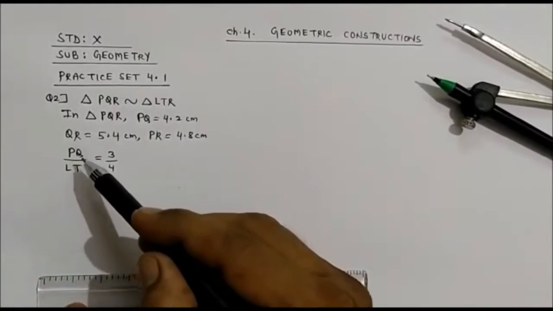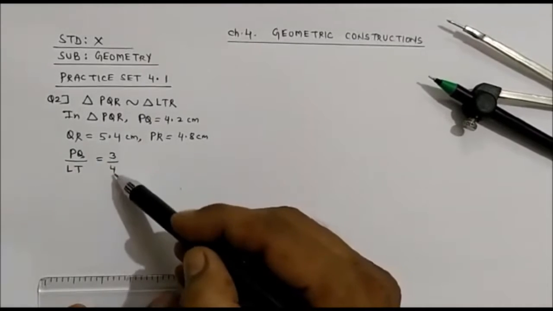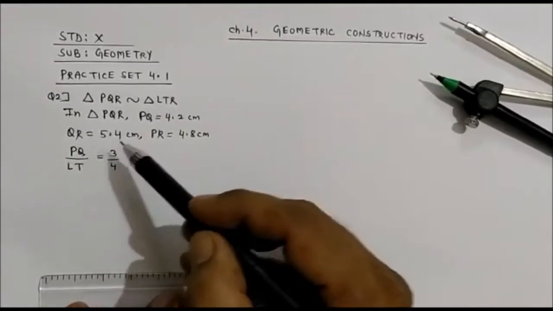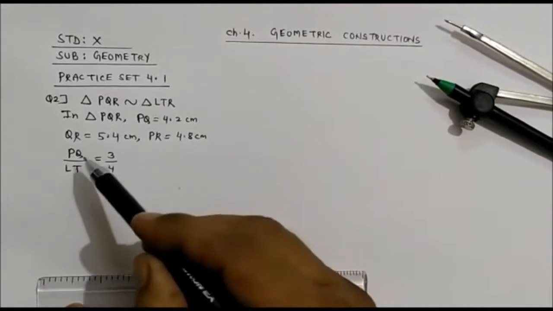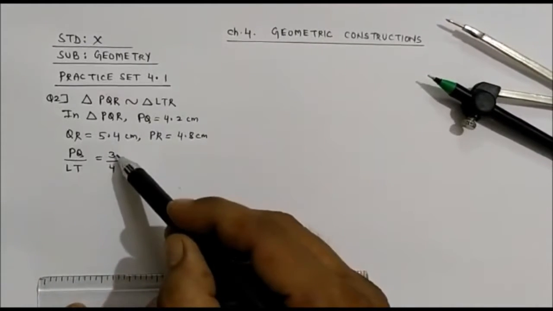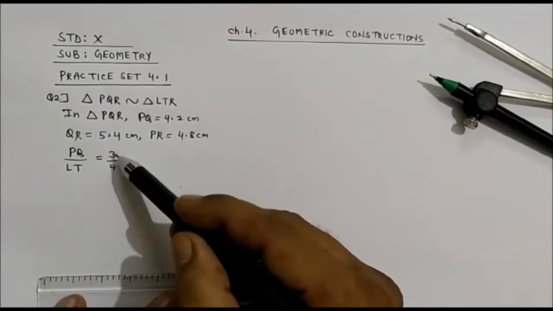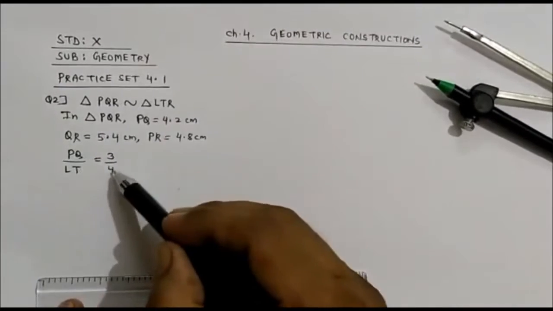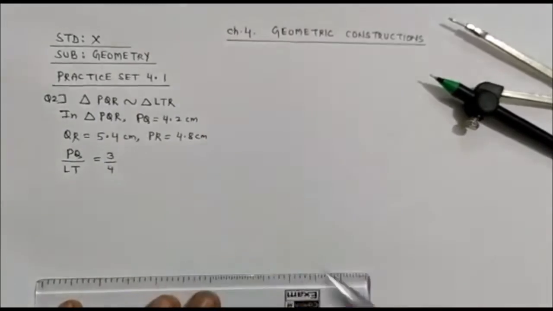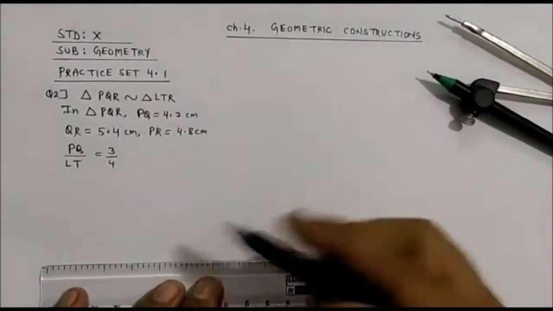Further, the ratio is given: PQ upon LT is 3/4. So from this ratio we can see these two triangles are similar and the ratio is 3/4. So PQ corresponds to 3 and LT corresponds to 4. The ratio is 3/4, so definitely triangle LTR is a bigger triangle. First we'll draw the rough figure. Let us see the rough figure for this.